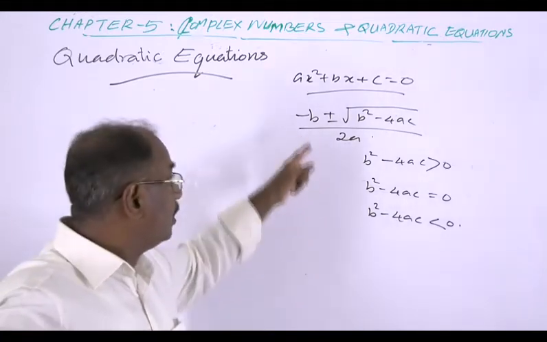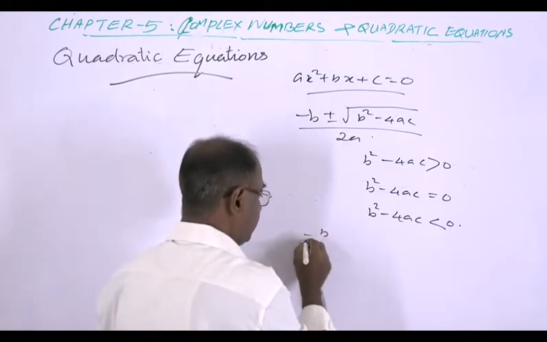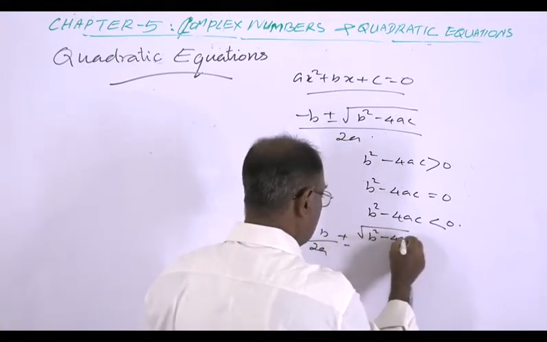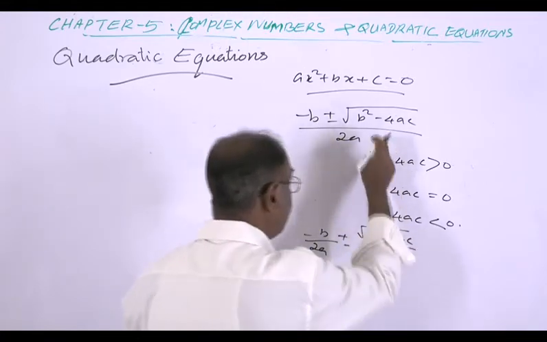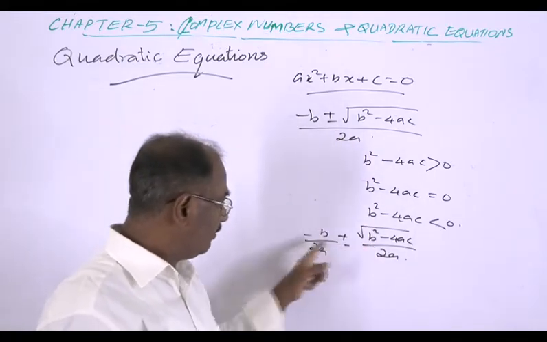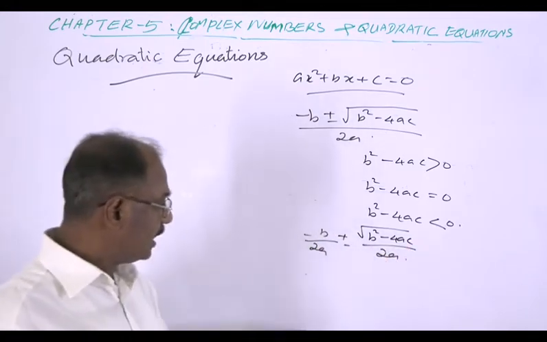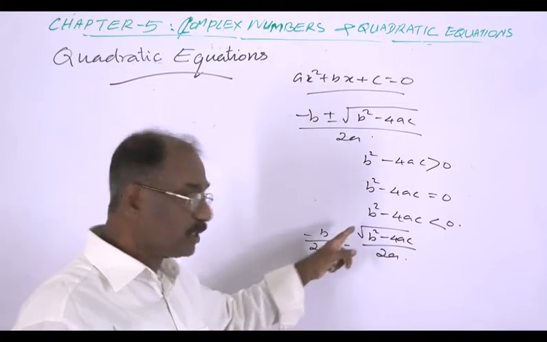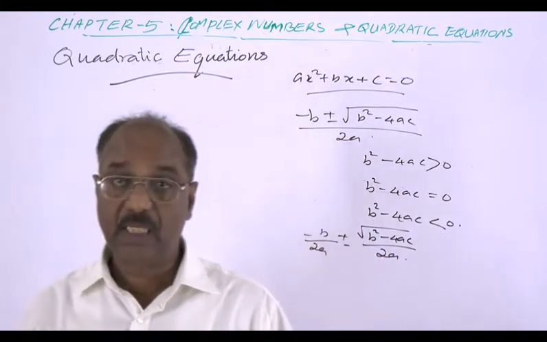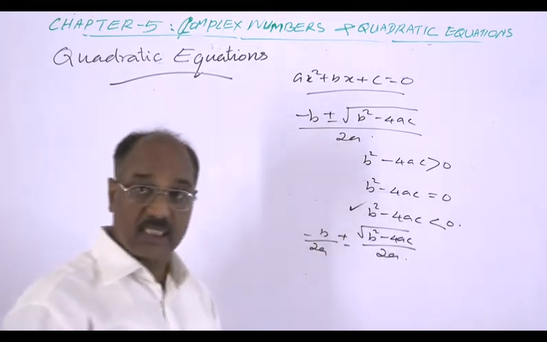And now we know the two roots are given by minus b by 2a plus or minus root of b squared minus 4ac by 2a, dividing these two terms with 2a. So minus b by 2a plus root of b squared minus 4ac by 2a, and minus b by 2a minus root of b squared minus 4ac by 2a will give us the two roots. And now consider the case when b squared minus 4ac is less than 0.